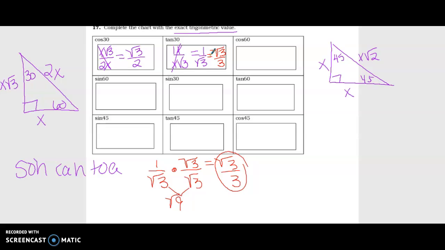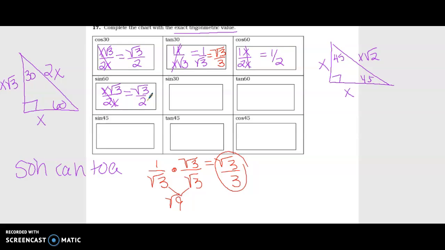The cosine of 60, CAH, adjacent over hypotenuse, would give me 1x over 2x. Again, x's cancel, 1/2. The sine of 60. Sine is SOH, opposite over hypotenuse. x root 3 over 2x. Simplify. Your x's eliminate. You're left with root 3 over 2. It matches the answer above it. So cosine of 30 and sine of 60 are the same.